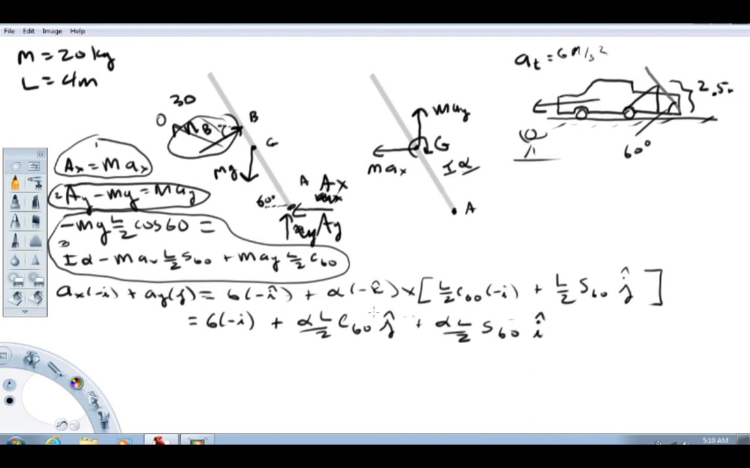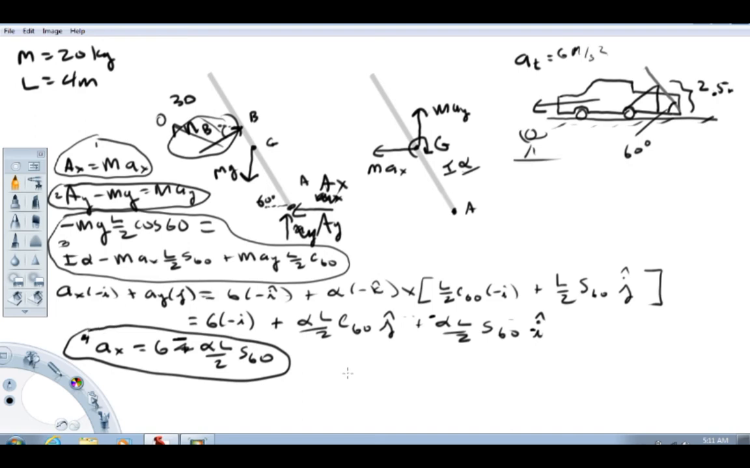I'm going to take a moment here and just double check these cross products. Minus k cross minus i gives j again, and minus k cross j gives i. Okay, so that should be good. Now, by comparing coefficients, we have ax in the minus i, and 6 in the minus i. This here is a minus, so I'm just going to insert a minus here and a minus here, so now I'm comparing everything in the minus i. So we can say that ax is going to equal 6 minus alpha L over 2 sine 60. There is equation 4.